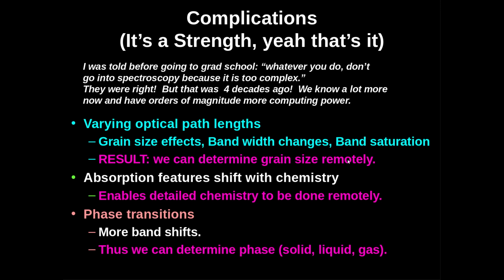We can determine grain size remotely using these properties. Absorption features shift with chemistry. That enables us to do chemistry and subtle changes in chemistry remotely. Phase transitions, more band shifts. Thus we can determine phase, solid, liquid, and gas. So all of these complications add up to strengths once we understand them.